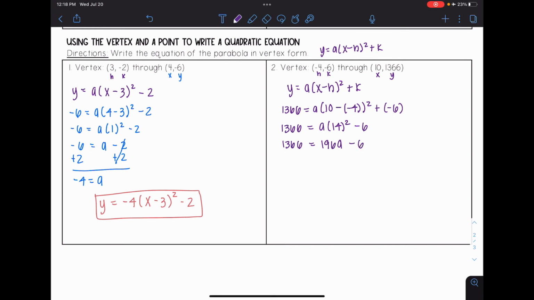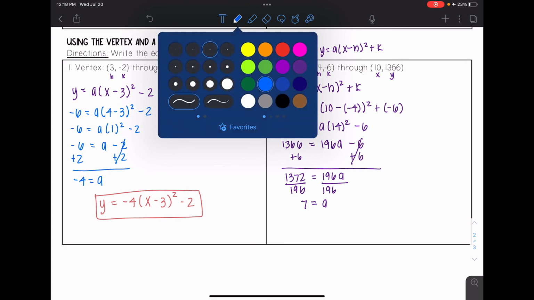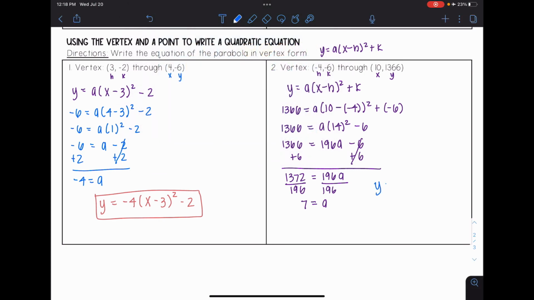minus 6. Add 6 to both sides, and I get 1372 is equal to 196a, and then divide both sides by 196, and I get that 7 is equal to a. So plugging that all in to my vertex form, I get that y is equal to a, which is 7, times x minus h, which is -4, squared, plus k, which is -6. So in other words, y is equal to 7 times (x plus 4) squared minus 6.